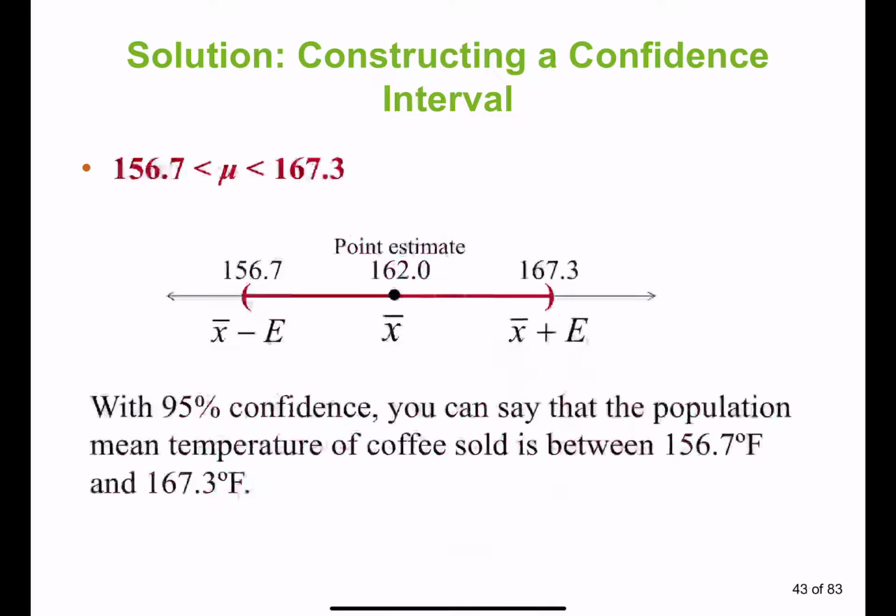Here we go. This is our interval, and this is the point estimate, x bar, and mu, the average of the population, is somewhere between 156.7 and 167.3, which means with 95% confidence you can say the population mean temperature of coffee that is sold is between 156.7 degrees and 167.3 degrees. Okay, that's approximately how we figure out how hot the coffee is at the point of sale.